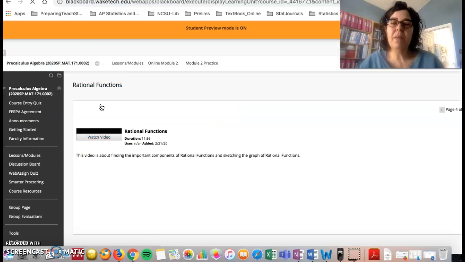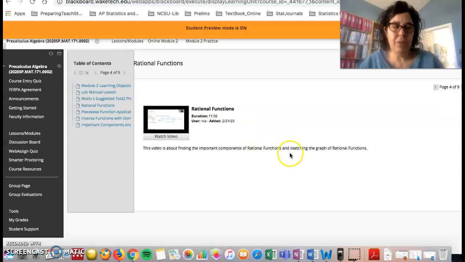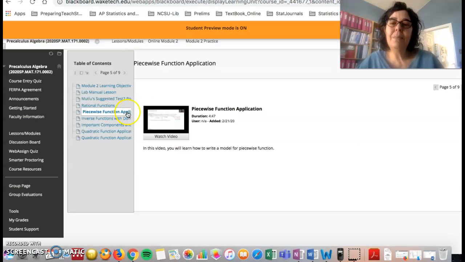So one of them is about rational functions, how to solve a rational function problem. That is going to guide you step by step. What are the important features and components and how you're going to get them together and how to draw a rational function in the end. The other one is a piecewise function application problem. Piecewise function by itself is an easy one, but how to model an application problem could be challenging.